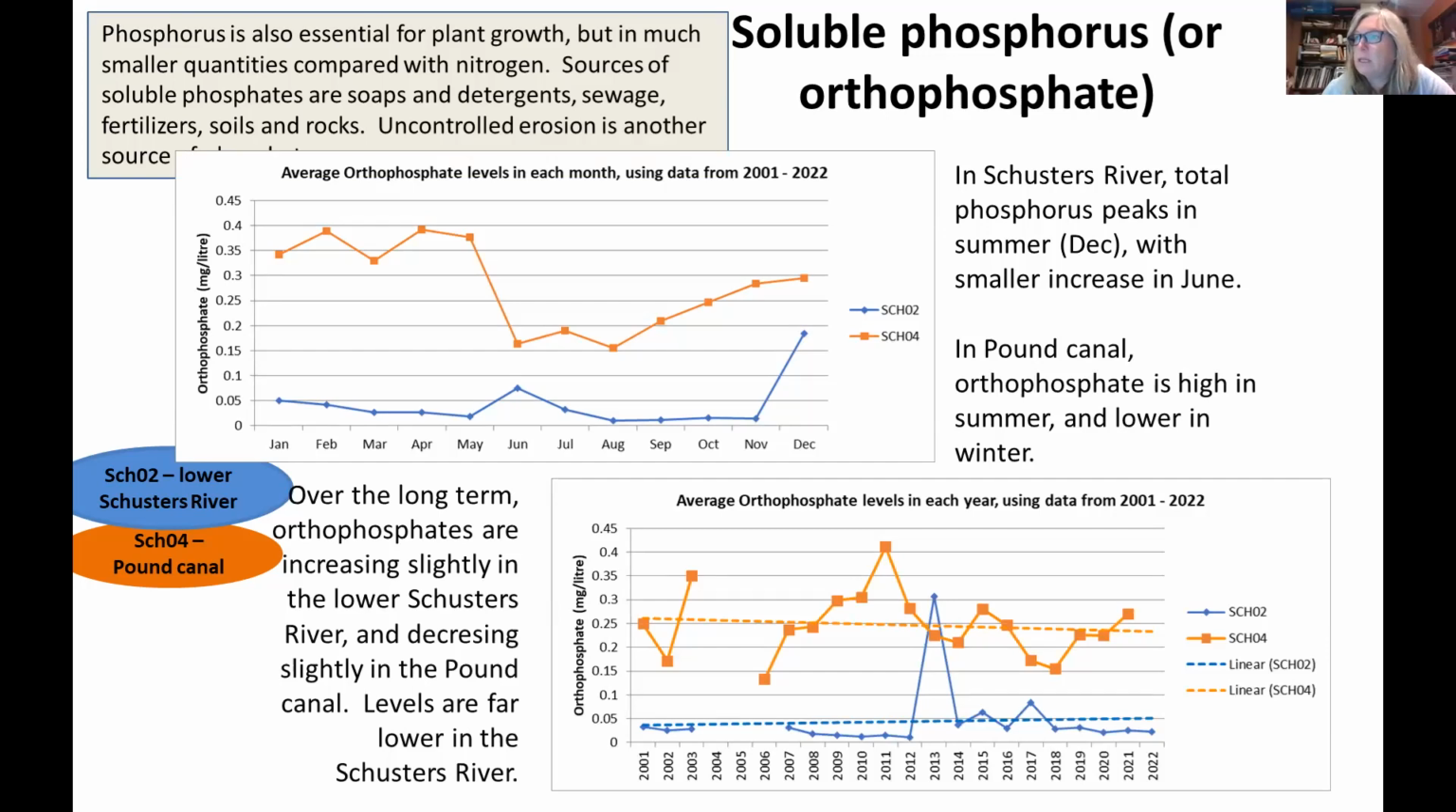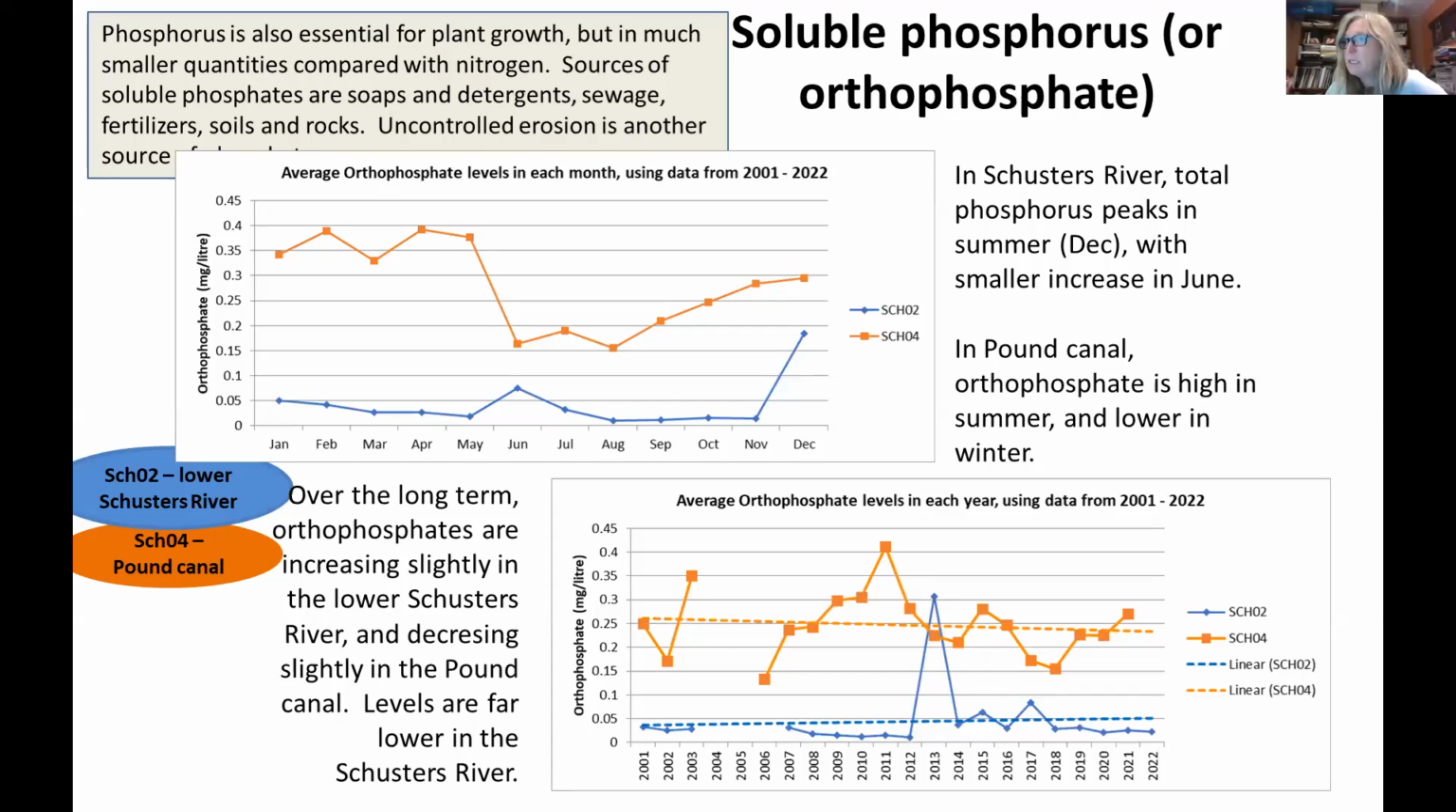Over the long term, looking at those averages over the 20-year period, orthophosphates again are increasing slightly in the lower Schusters and decreasing slightly in the Pound Canal, but the levels in the lower Schusters River are far, far lower than in the Pound Canal. So that's quite a worry for what we're seeing in the Pound Canal, which is consistently a lot higher, except for one rather worrying peak in 2013. Again, I don't know what happened there in the lower Schusters, but a massive influx of phosphorus there.